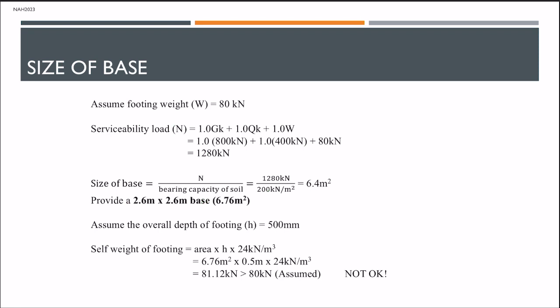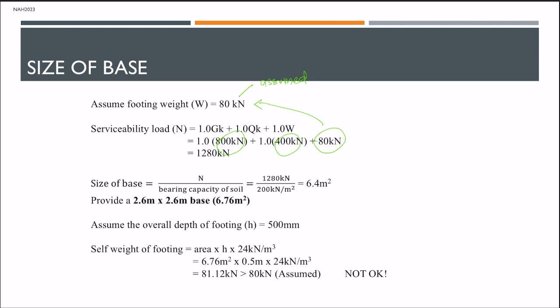Right, so first of all, we need to assume the footing weight since we want to calculate the serviceability load to design how big the size of the footing is. We have to assume. I assume 80 kilonewton first and we will check. For serviceability load, I just use 1.0 GK plus 1.0 QK plus 1.0 W, and I have all these values from the question, and this one is based on my assumption. Then I get 1,280 kilonewton.